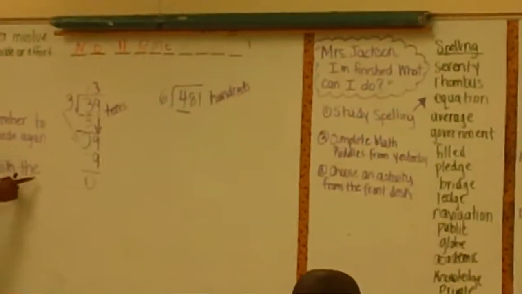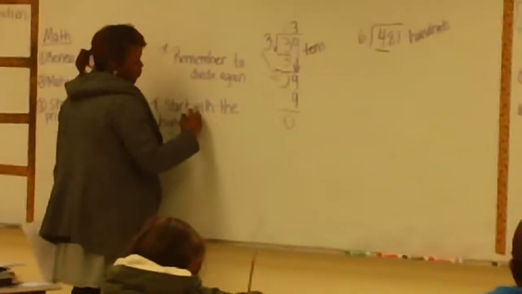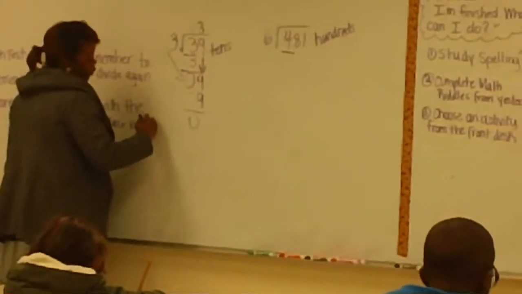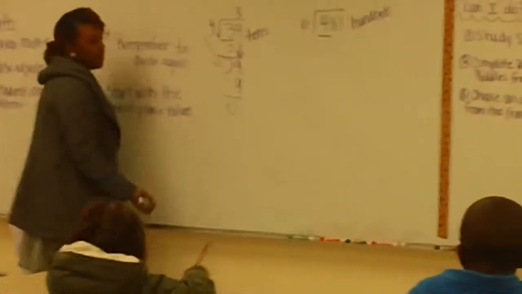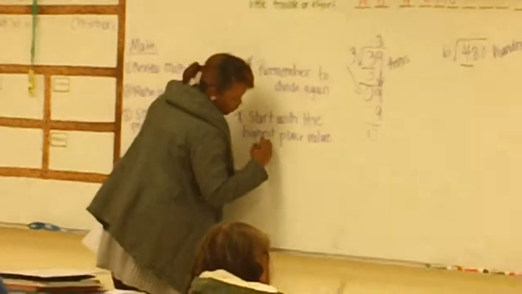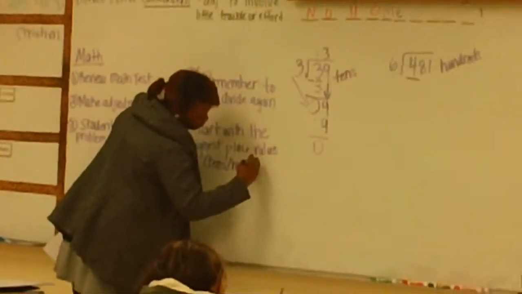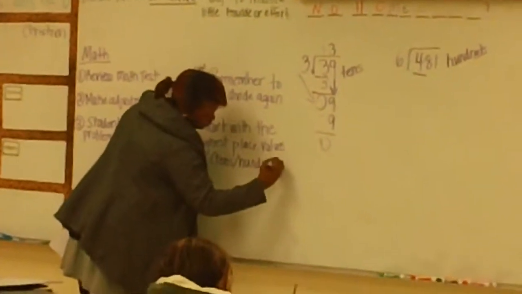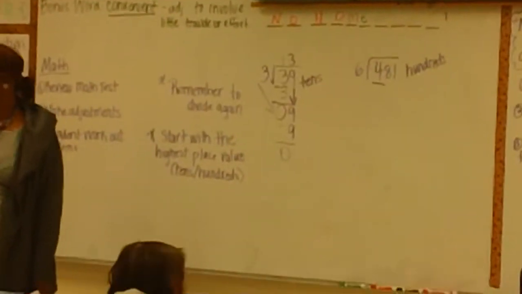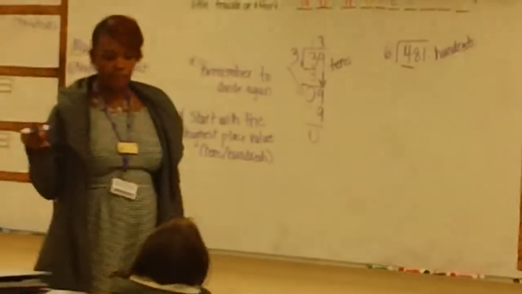So on your paper, you write start with the highest place value, which in your case, because we're not doing 4-digit numbers, it'll either be tens or hundreds. So you can write tens or hundreds in parentheses. I need everybody taking notes because the only way you're going to be able to retake this test is if you attach these notes to it.